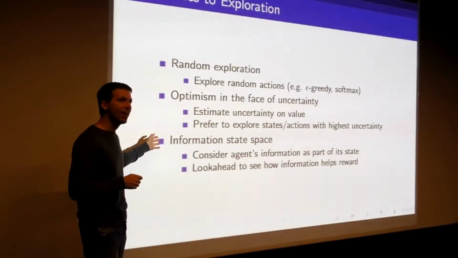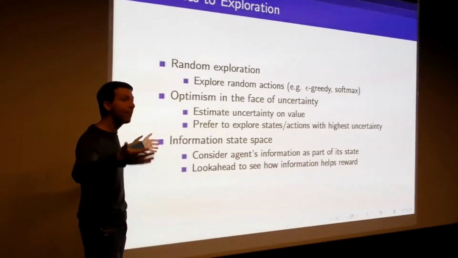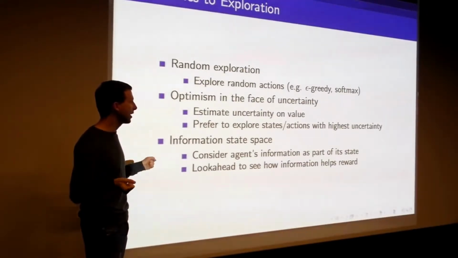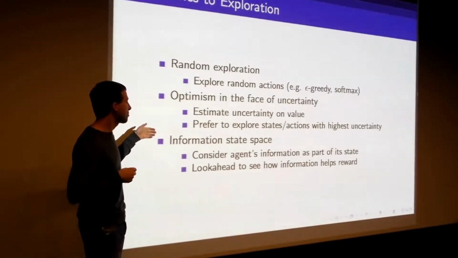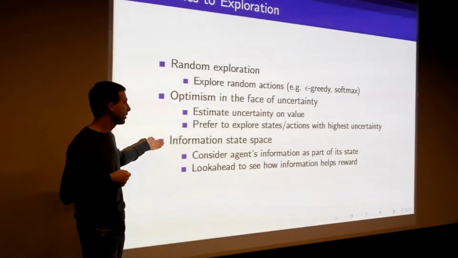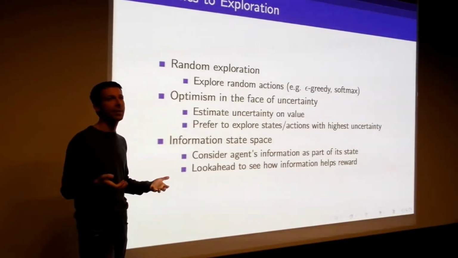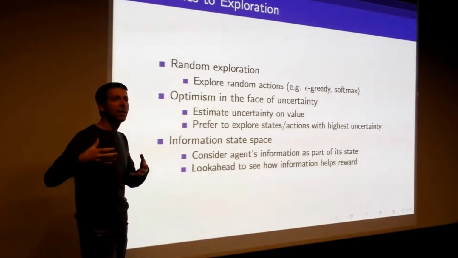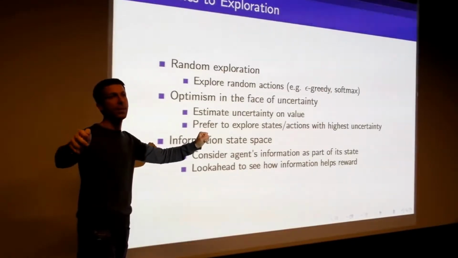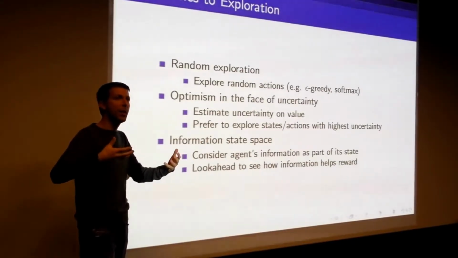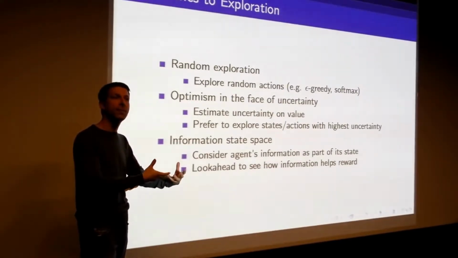Finally, perhaps the most correct or theoretically careful approach to the exploration-exploitation dilemma, but the most computationally difficult, is to think about the information state space. So what this really means is to consider the agent's information itself as part of its state. It's like, I'm in a state where I have tried left 3 times and I've tried right 1 time. That's a state now, and we can ask how good it is to move into states where the agent has accumulated information.